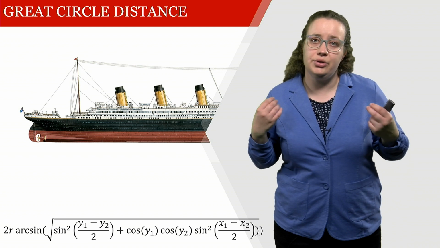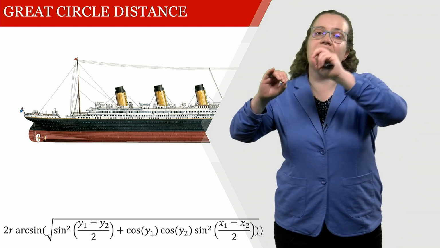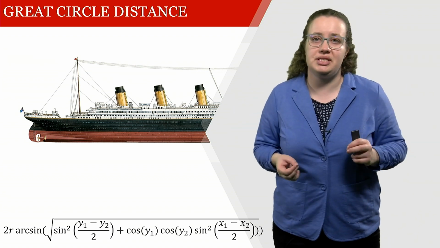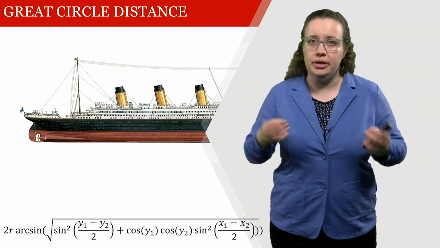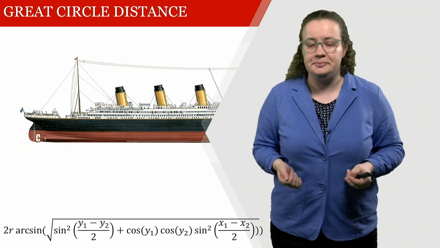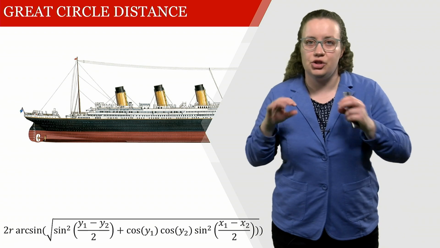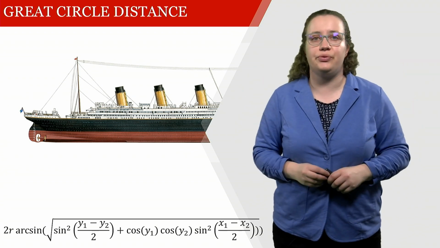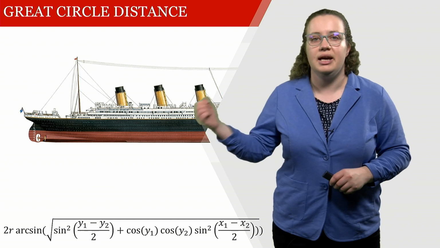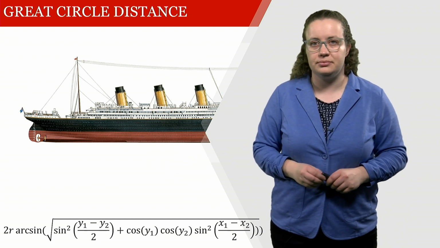But if you then look onto a globe, you're going to see that actually the shortest connection between Southampton and New York goes considerably further north. And this shortest route on the globe is what we refer to as a great circle distance, and this is how we compute it.